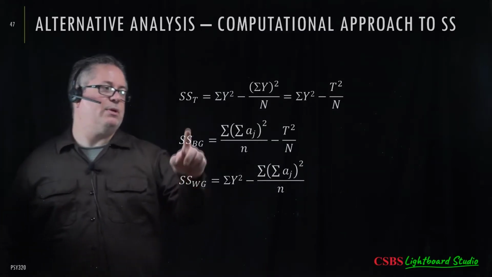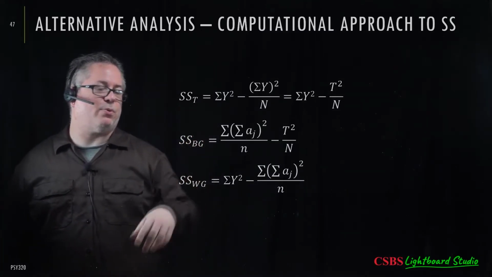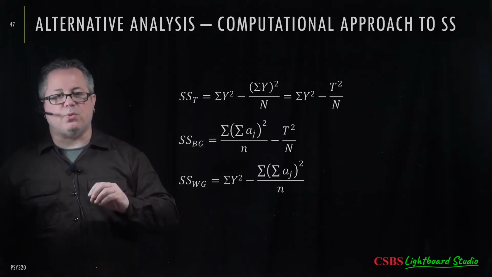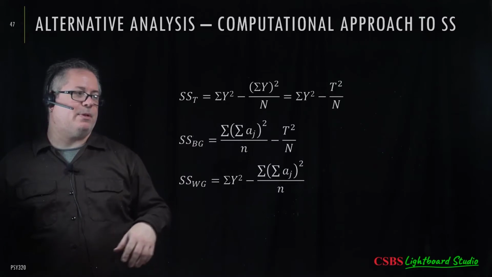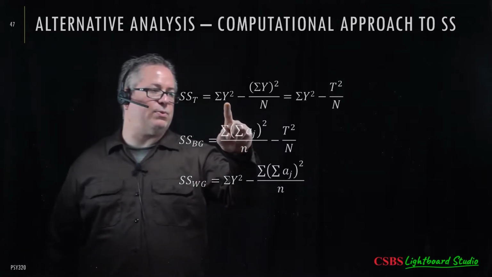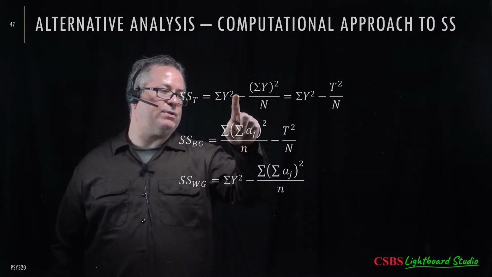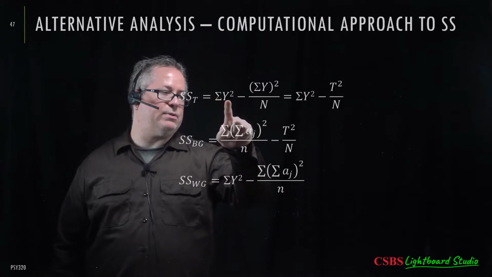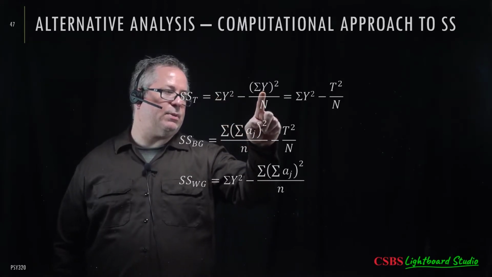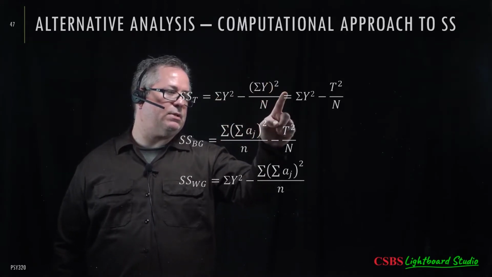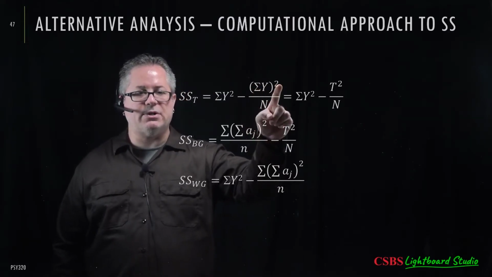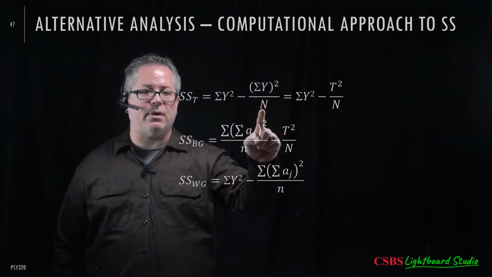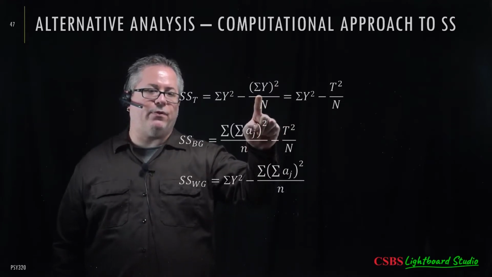Instead of the sum of squares total being each score minus the grand mean, squared, summed up, this is the sum of y squared. So you're going to square each value first and then sum all the squared values. This one up here is the sum of y in parentheses: you're going to sum y first and then square, divided by n. I oftentimes will refer to this as total.